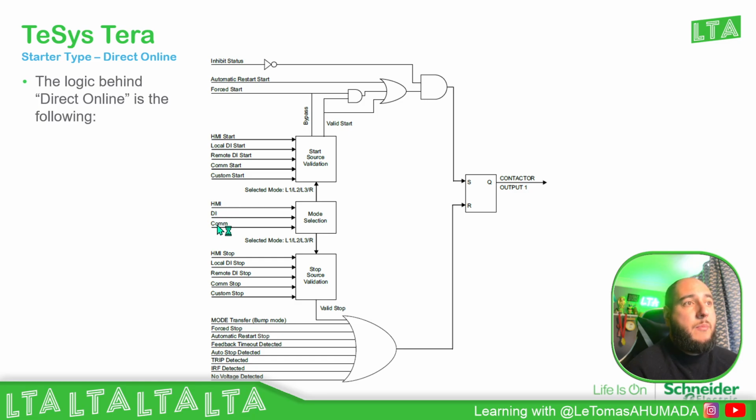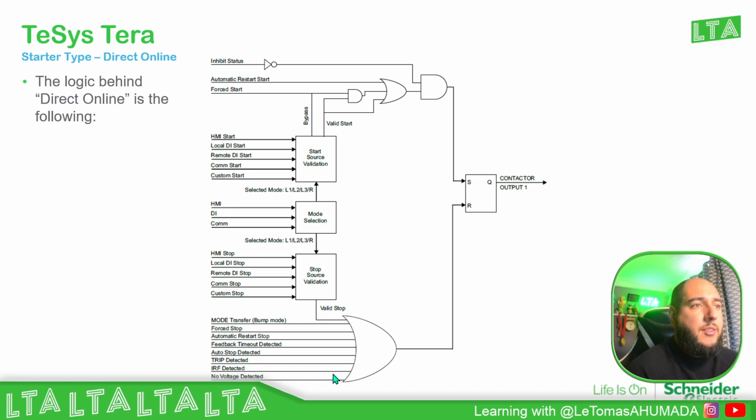Okay, so the simplest one is how we're going to make the selection. We can have HMI, DI, or comms. By default, if I'm not wrong, it's none of them. So it will have the default configuration, and then you can see the different conditions for a start command and a stop command. Based on this, it will activate the contactor. Okay, we have also inhibit functions and force start. We're going to talk about that later. Okay, this is going to be just simple for the Direct Online.